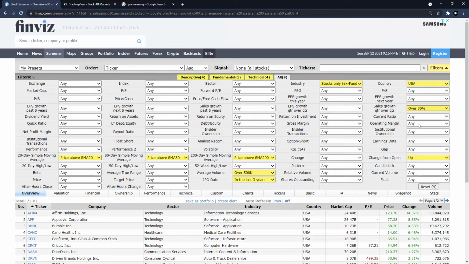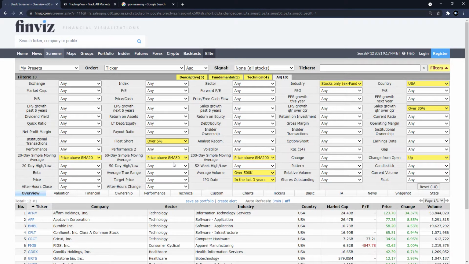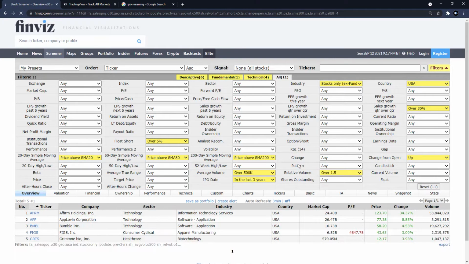And the last thing that I really want to fill in is the float short. What does that mean? The float short is the amount of short selling transactions of a given stock, over 5%. And the last thing I'm going to do is the relative volume, or R volume. I want this to be over 1.5, or just over one. That is always what you want to do, but let's just go with 1.5.